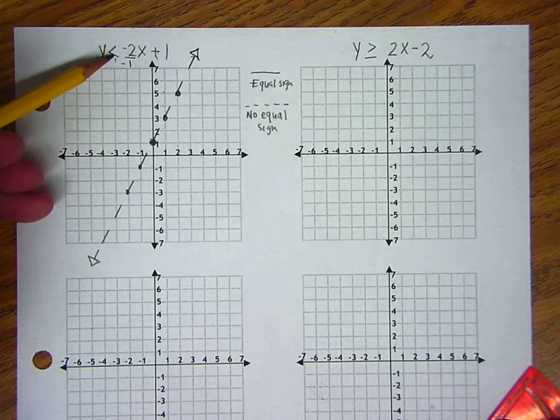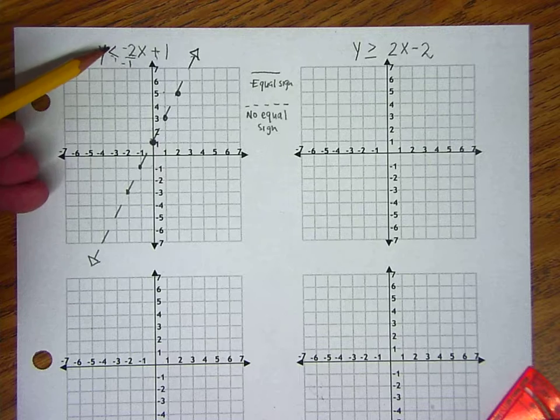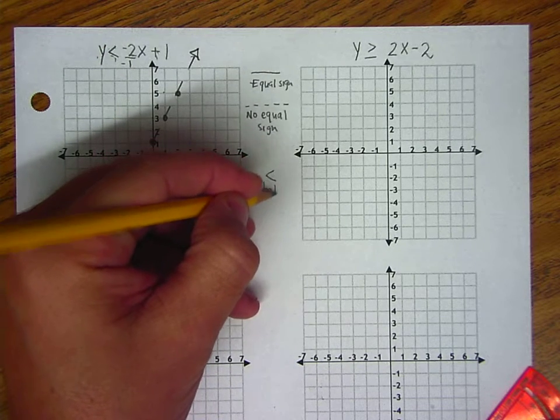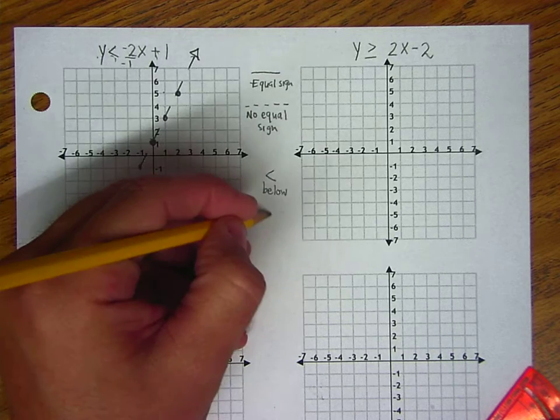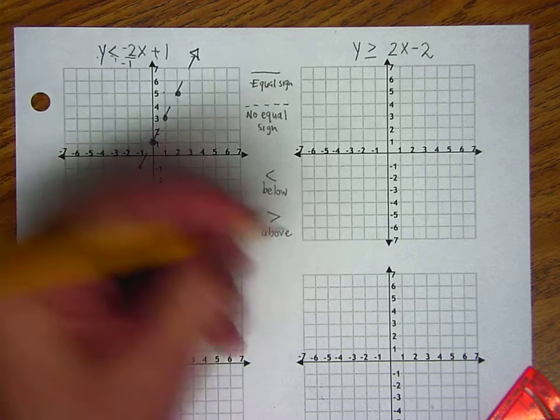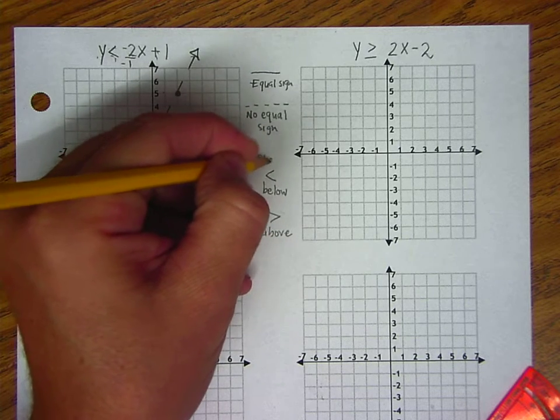The inequality itself says that we are going to shade below the line. A less than symbol shades below the line. A greater than symbol shades above the line. So this is for our shading.